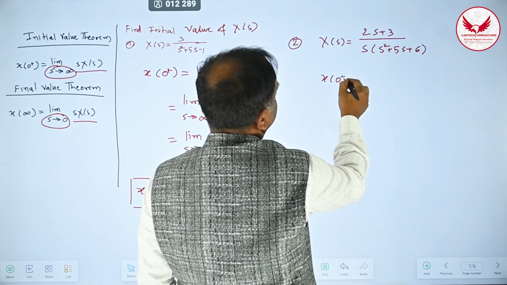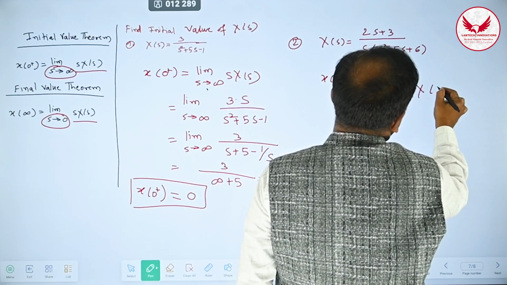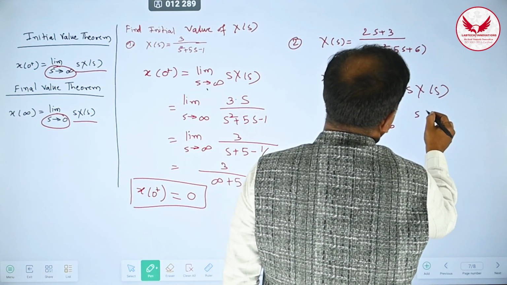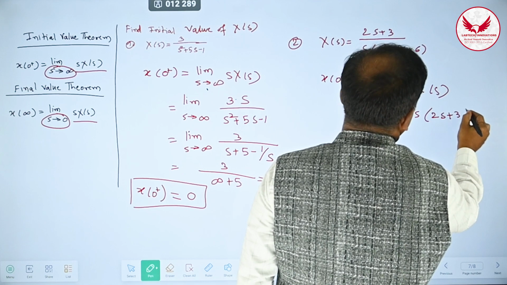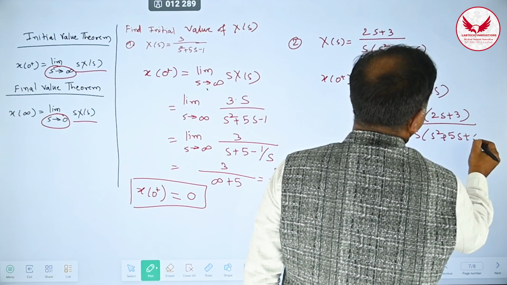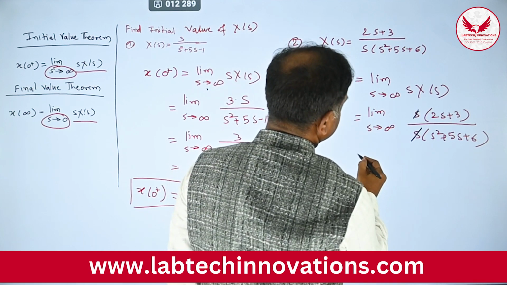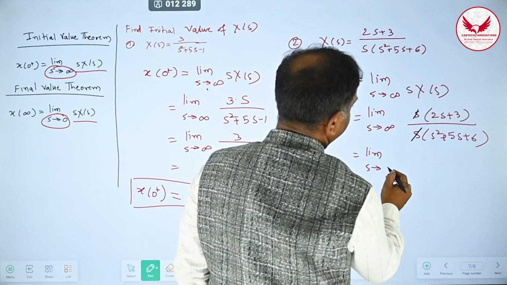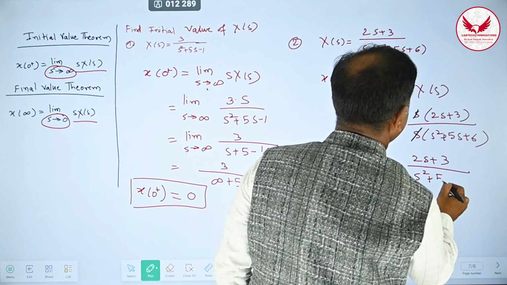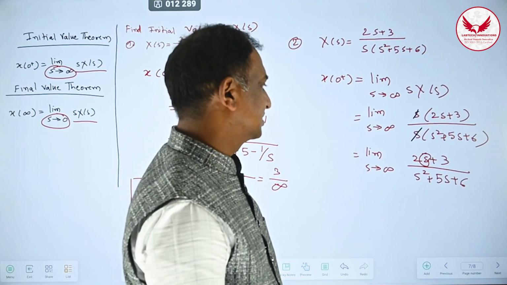So x of 0 plus is equal to limit s tends to infinity s into x of s. This is equal to limit s tends to infinity s into (2s plus 3) divided by s into (s square plus 5s plus 6). You can cancel s and s, which are common. So this is equal to limit s tends to infinity (2s plus 3) divided by (s square plus 5s plus 6). Again, you try to avoid the term s where we can directly substitute infinity.